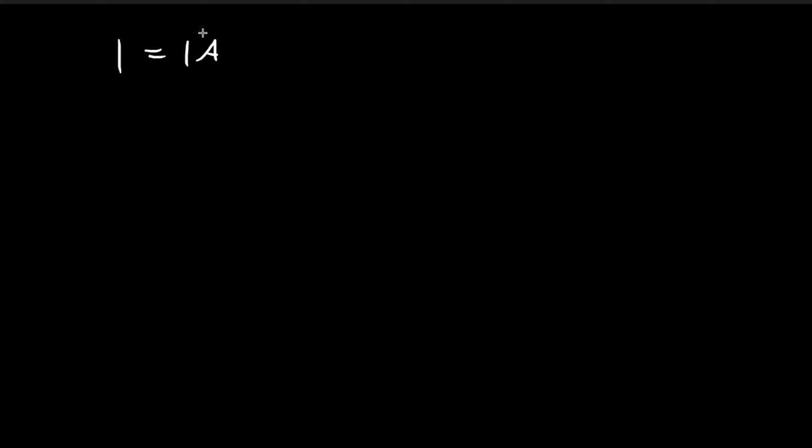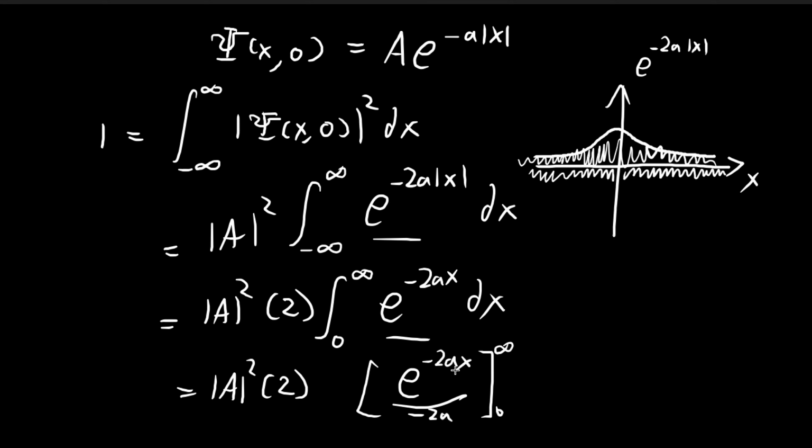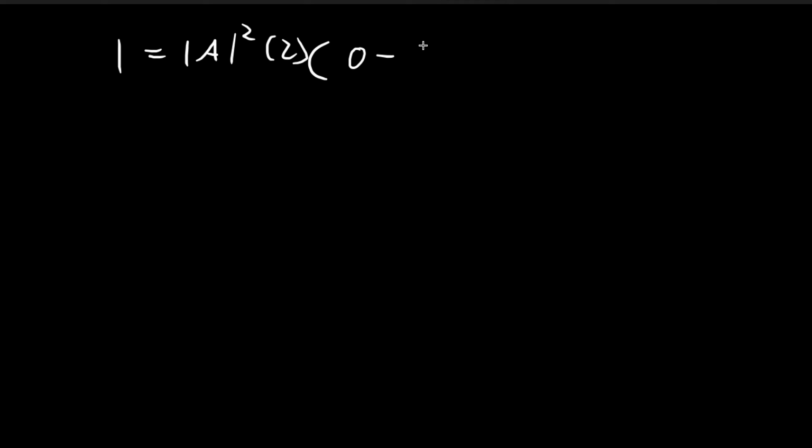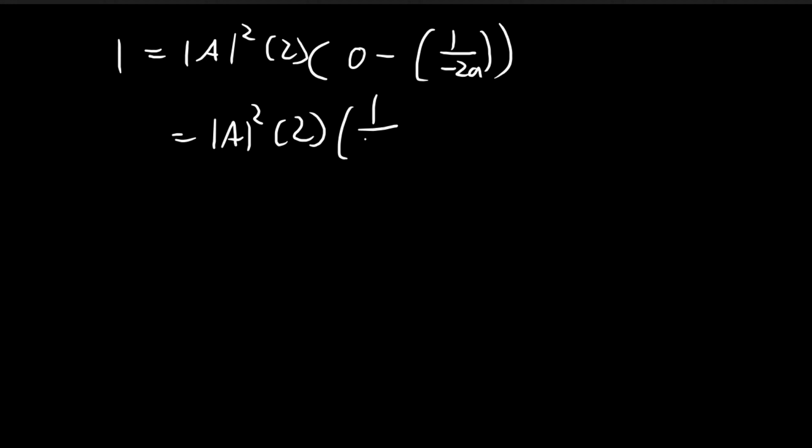Remember the left-hand side is 1, and on the right-hand side we have the absolute value squared of the constant times 2. Now we substitute infinity into x. So e to the power of negative infinity is going to be 0. And when you substitute 0, you get e to the power of 0, that's just equal to 1. So you get 0 minus 1 divided by negative 2a. In the end you get 2 times 1 over 2a. So the 2's cancel out. So the absolute value of A squared is equal to a. So now we know that the absolute value squared of A is equal to small a.